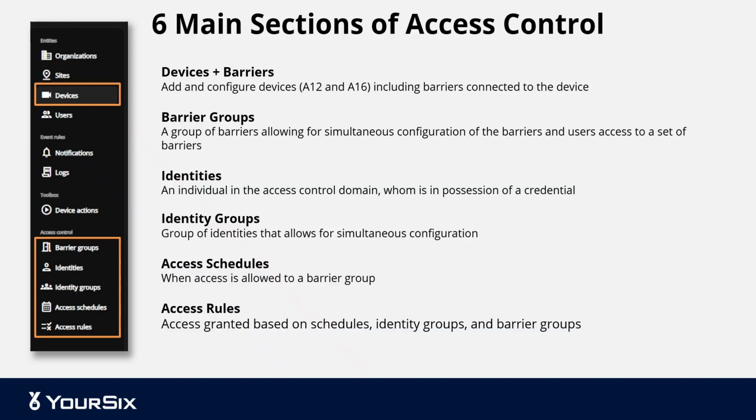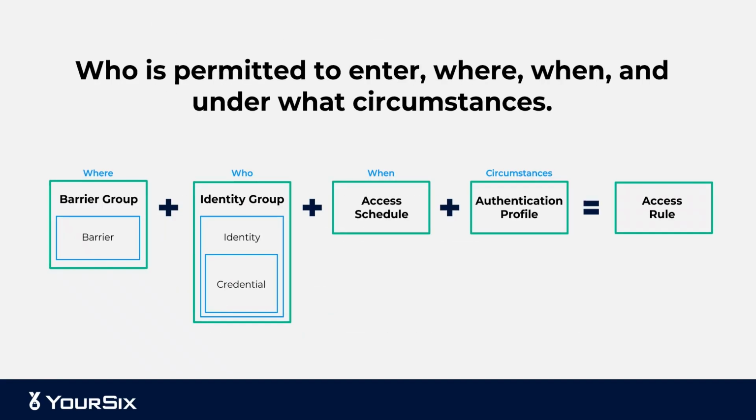Now what this looks like is this right here. The access rule is really what we're trying to get to in the end, the creation of this rule. And really what that is: who is permitted to enter, where, when, and under what circumstances. So you can see here, as I talked about right before this, you've got the where, which is the barriers inside the barrier group, which is really focused around the device itself. The who, which is credentials, identities, and identity groups. And then the when is the schedule, and the circumstances is the authentication profile, which we'll talk about in the next slide. So once you have these pieces, you can put them together, and you end up with this access rule.